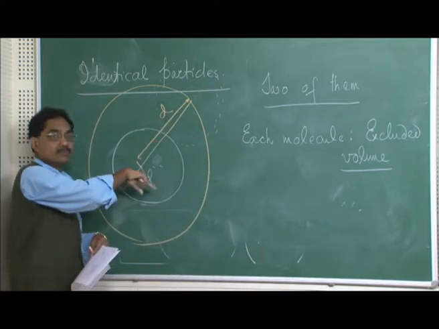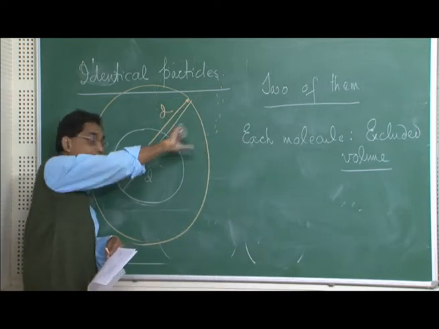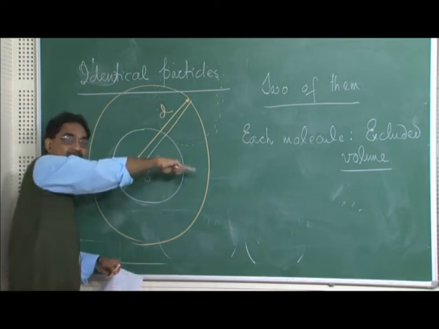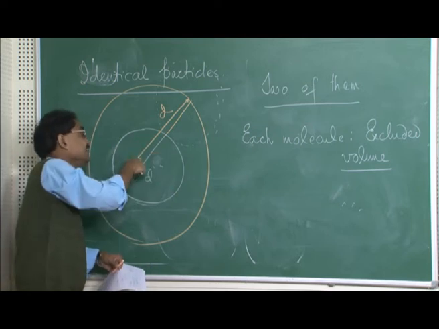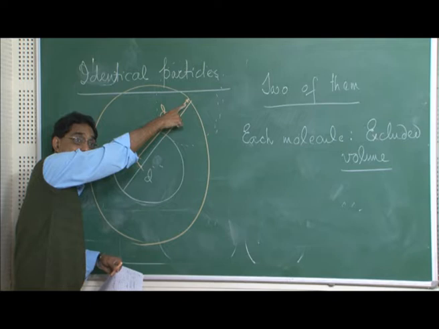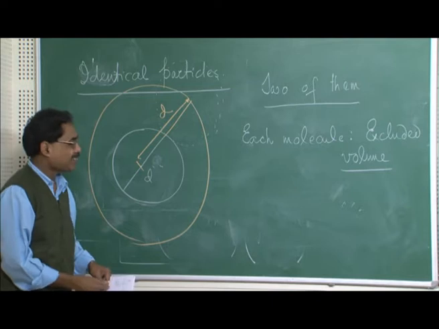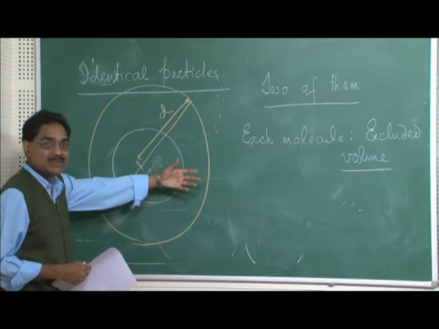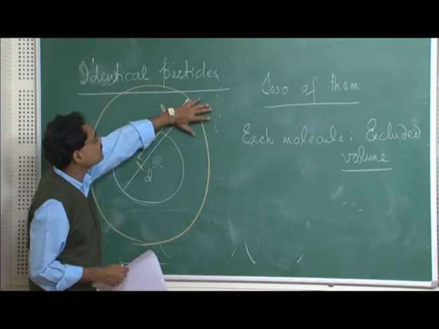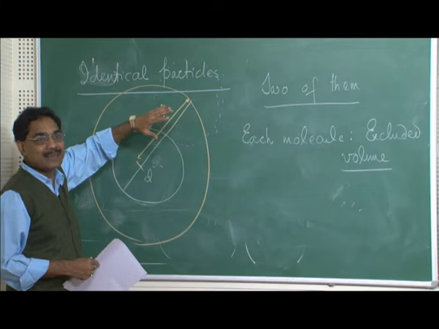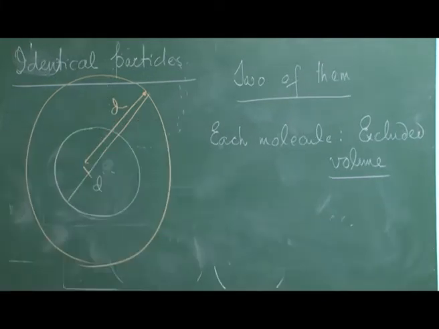This molecule moves, but the hard sphere condition also gives me a sphere which has a radius d. This volume is entirely excluded for other molecules. I am considering a second molecule; this volume will be excluded for the second molecule. So every molecule carries with itself a volume that is excluded.